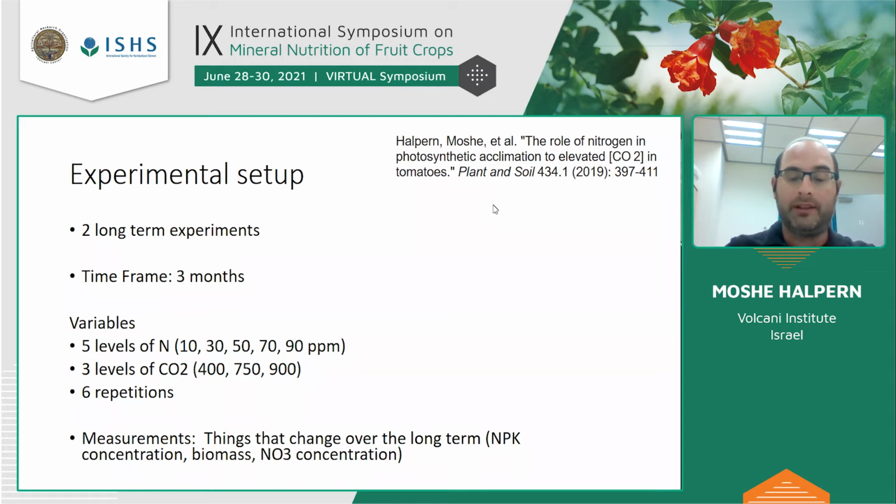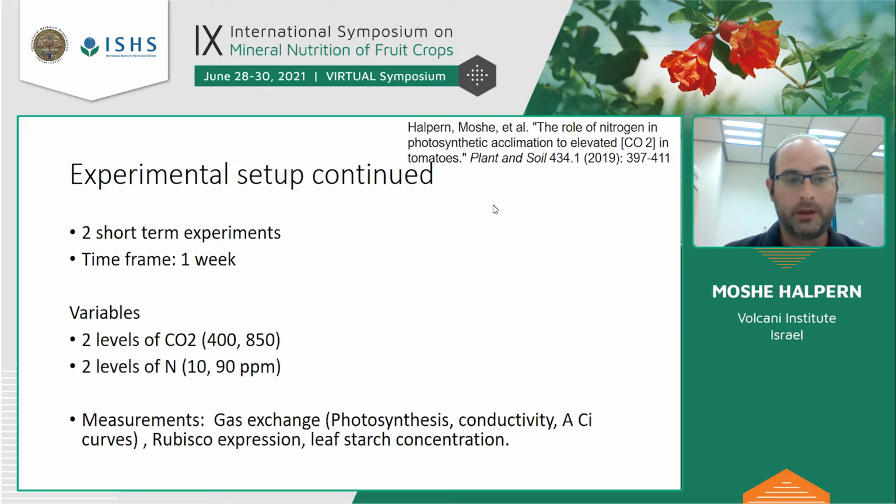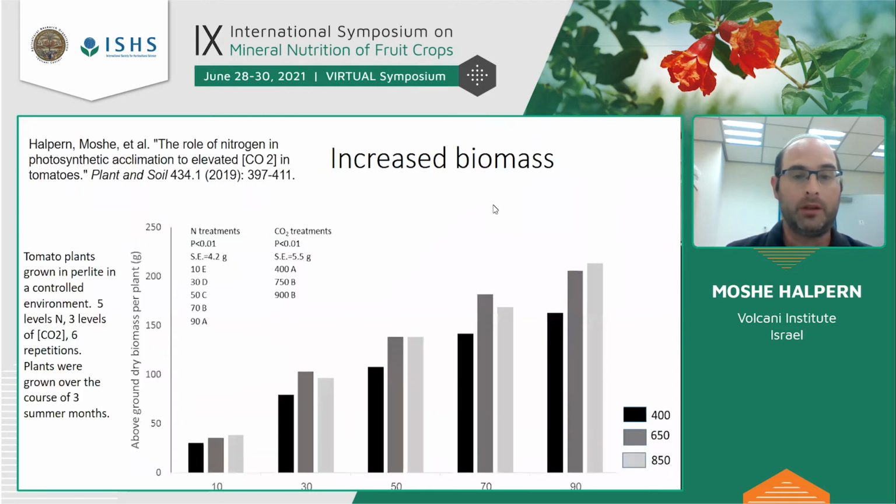Things that we measured in these experiments were things that changed over the long term because they were our long-term experiments. So we looked at the NPK concentration in the leaves, the biomass and nitrate concentration in the leaves. We also did 2 short-term experiments. Each one was 1 week. In these, we only had 2 levels of carbon dioxide and 2 levels of nitrogen. The measurements that we took were the gas exchange measurements. We did photosynthesis, conductivity, A/Ci curves, Rubisco expression, and leaf starch concentration.